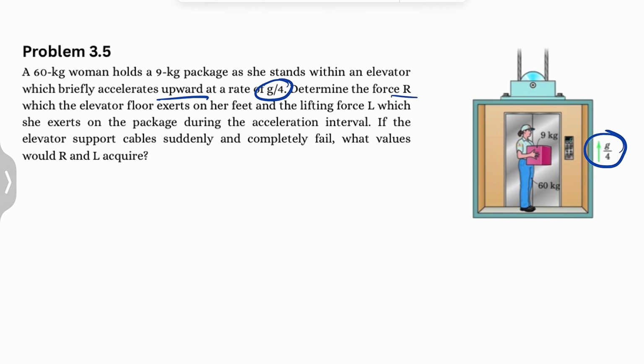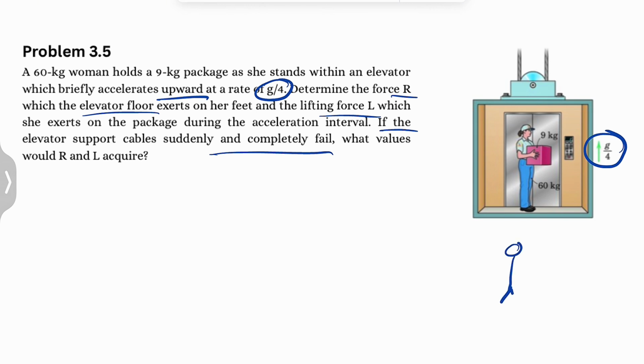We need to determine the force R, which the elevator floor exerts on her feet, and the lifting force L, which the woman exerts on the package during the acceleration interval. If the elevator supports cables suddenly and completely fail, what values of R and L will we have? So basically the question has three different parts. Let's start with the first part, where we need to figure out the force that the elevator floor is exerting on the woman. So we're going to start with the free body diagram.